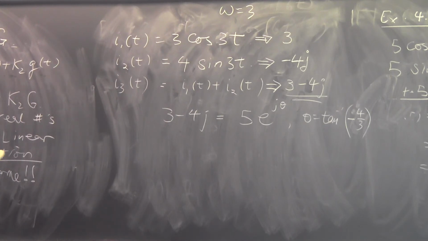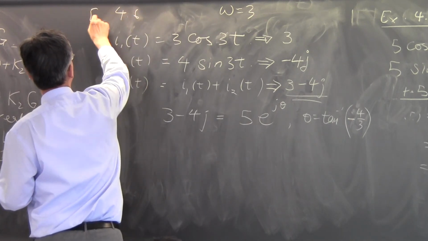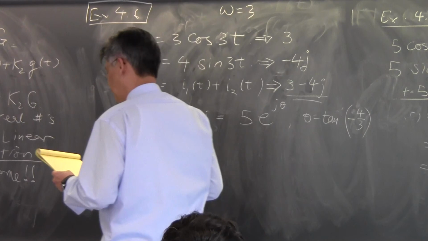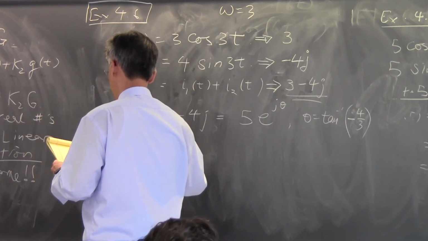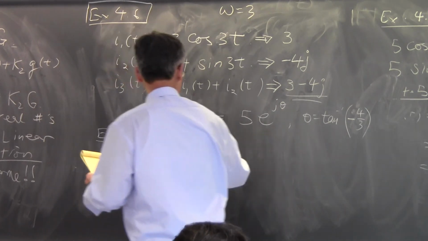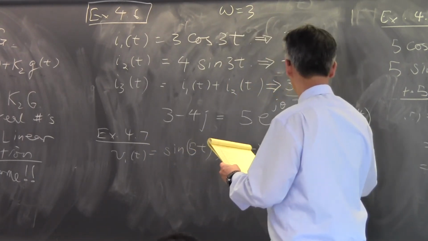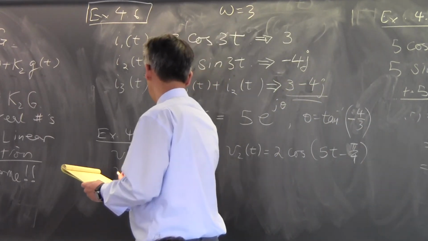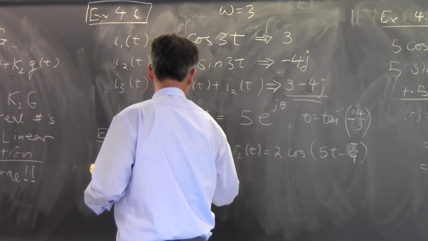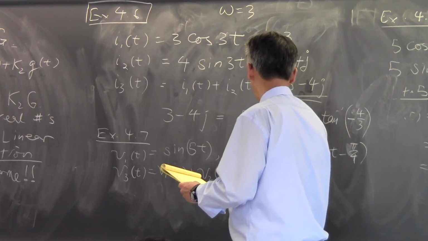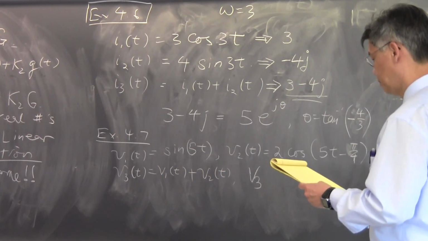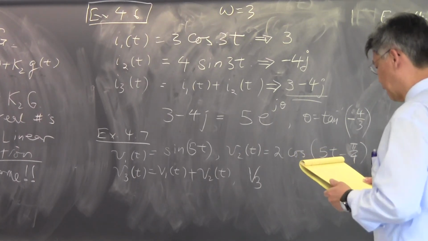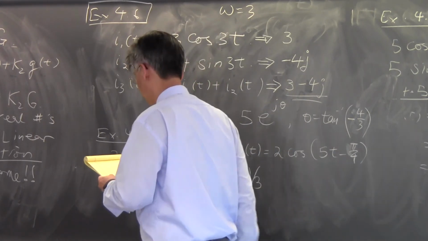Okay, example 4.7. This is example 4.6. Example 4.7. Then you have v1(t) equal to sine of 5t, v2(t) equal to 2 cosine of 5t minus pi over 4, and v3(t) is v1(t) plus v2(t). What is the Phasor form of v3? You can just figure that out, right? Actually I have a 3 here in the textbook. Okay, I have a 2.